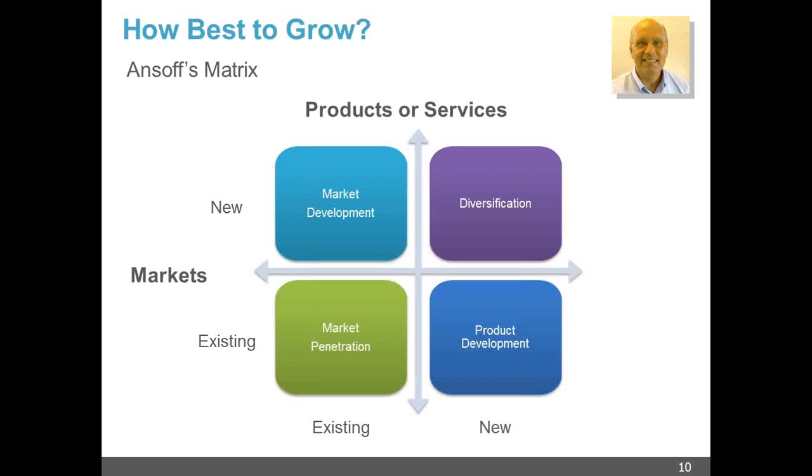Finally, and the riskiest option, as I think we all appreciate, the upper right quadrant is where you diversify to target a new market with a new product. It's risky because it changes both variables at once, but at times it can be highly successful.